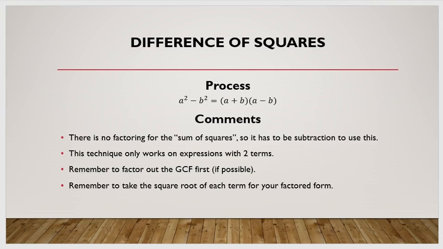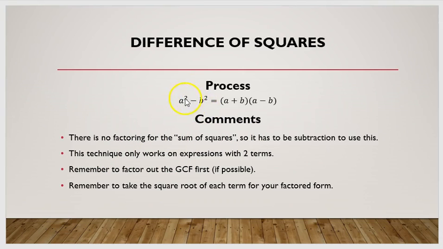The next technique comes up whenever you see things raised to the second power, and it only works when you have two terms. So if you have something in the form a squared minus b squared, then you can break this down as a plus b and a minus b. So comments to make here, it only works for a subtraction sign here. That's the first bullet. There is no such thing as the sum of squares factoring, so it has to be a minus sign for you to do this.